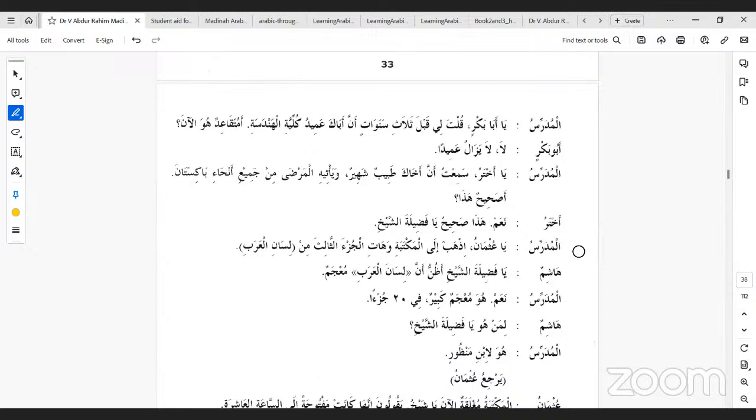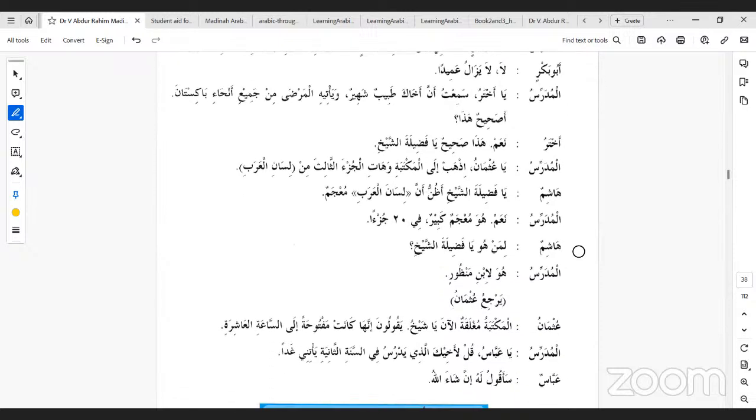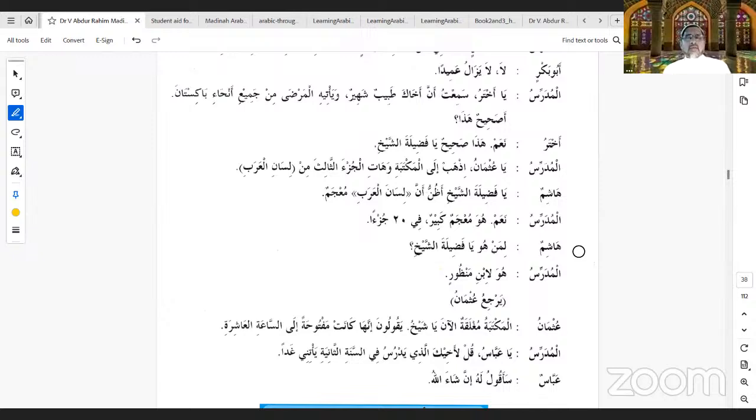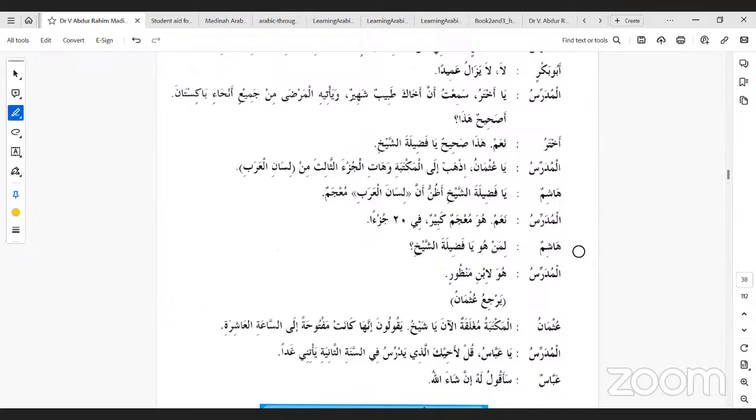يا عثمان اذهب إلى المكتبة. Go to the library. وهات الجزء الثالث من لسان العرب. And bring the third part, or third volume, of the book لسان العرب.